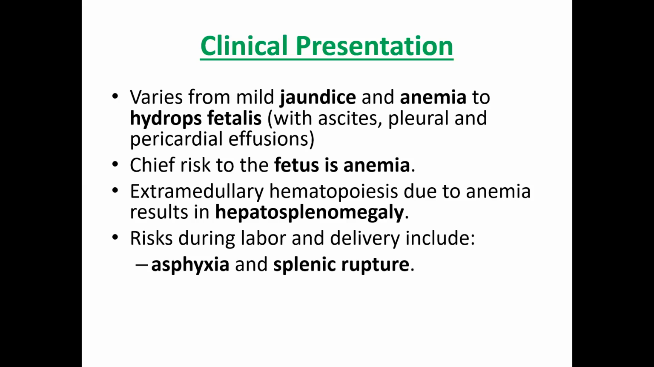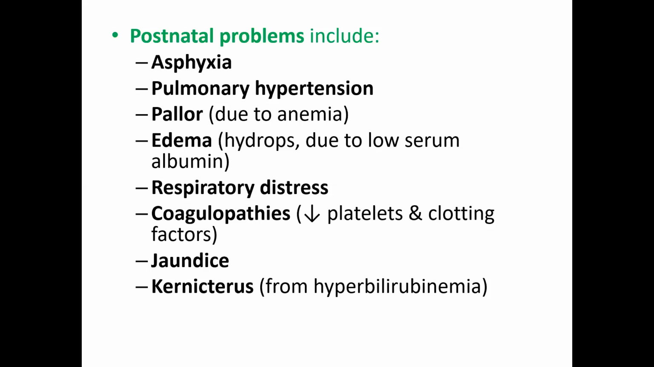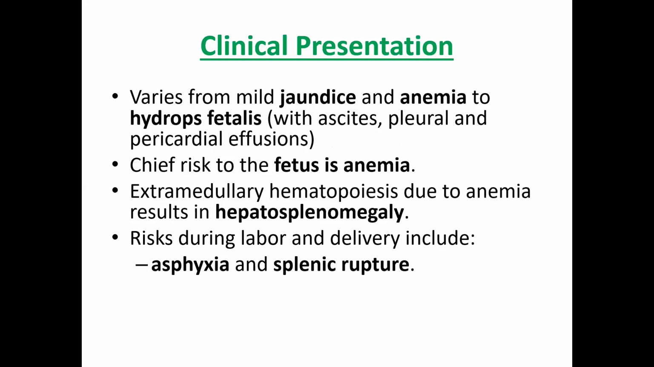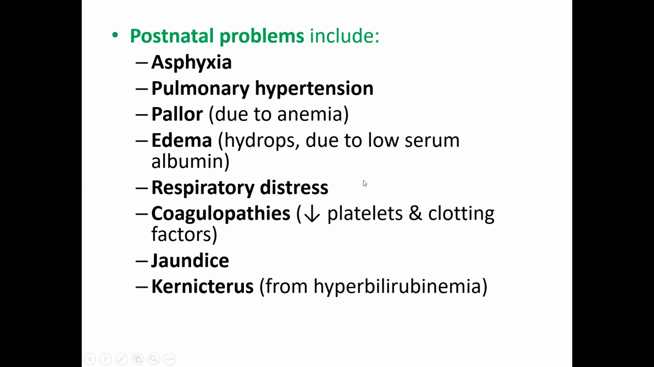Okay, then the risks during labor and delivery include asphyxia and splenic rupture. And then the postnatal problem. Actually, it's the clinical presentation. This is the anemia. These are the general features. Then the postnatal problem is asphyxia. Postnatal problem in a baby, okay, not in a mother.